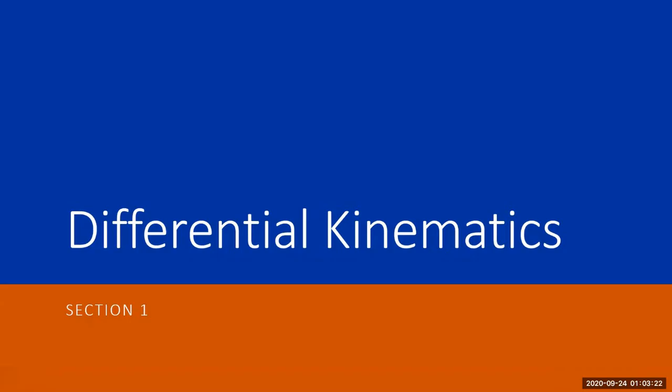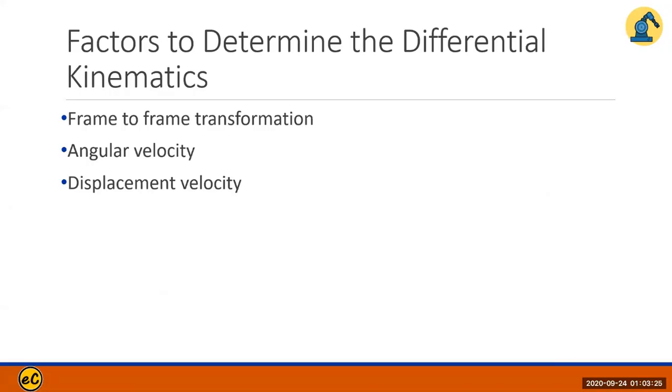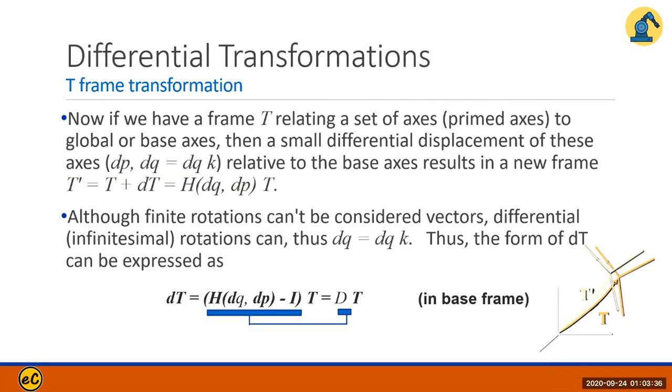Differential kinematics. Factors to determine the differential kinematics include the frame-to-frame transformation, angular velocity, and displacement velocity. So let's think about the differential transformations. First, let's look at the T frame transformation, that is the orientation. Let's assume that we have a frame T relating a set of axes to the global base axis. Basically, you can think of the frame as frame 1, and the base is frame 0 that we have in the previous lectures.